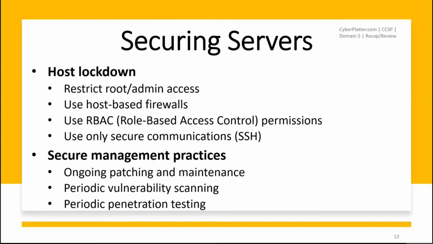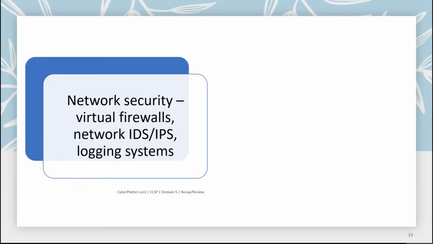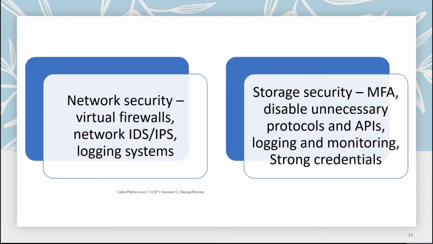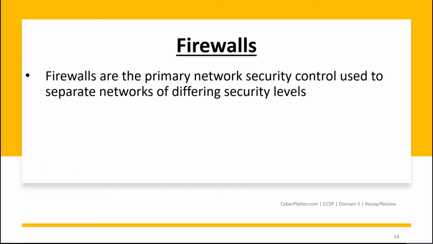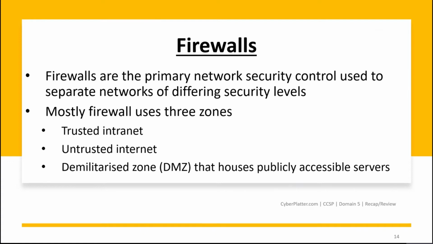Secure management practices: ongoing patching and maintenance, periodic vulnerability scanning, periodic penetration testing. Network security includes virtual firewalls, network IDS, IPS, and logging systems. Storage security includes MFA, disabling unnecessary protocols and APIs, logging and monitoring, and strong credentials. Firewalls are the primary network security control used to separate networks of differing security levels. Mostly, a firewall uses three zones: trusted intranet, untrusted internet, and DMZ that houses publicly accessible servers.